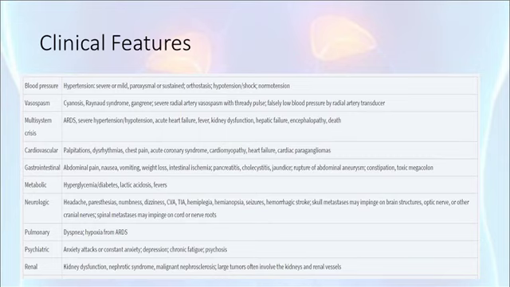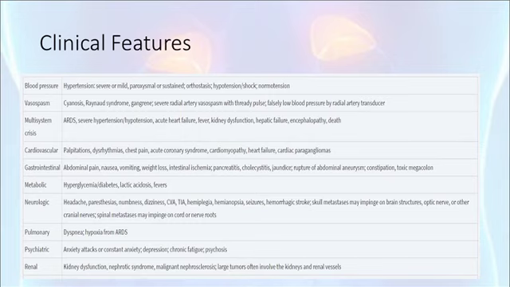Patients may also develop vasospasms, which lead to cyanosis, Raynaud's phenomenon, gangrene, or severe radial artery vasospasm with a thready pulse and a falsely low blood pressure by radial artery transductors. Multisystem crises include severe hypertension, hypotension, fever, encephalopathy, renal failure, acute respiratory distress syndrome, and even death.